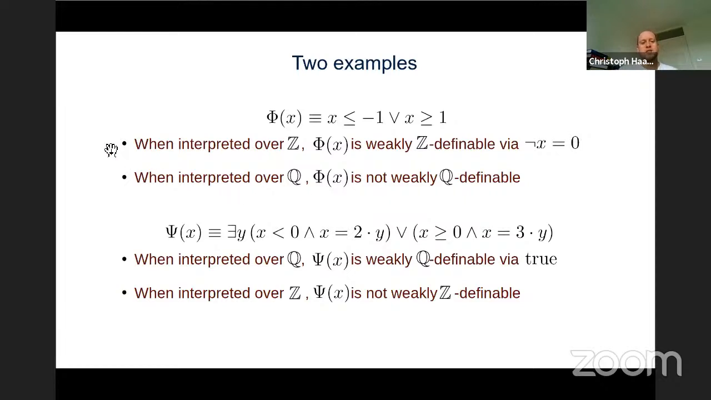This means that weak Z definability doesn't imply weak Q definability, and the converse also holds. If we look at this formula here, which is maybe a little more complicated, all it says is that all numbers below 0 are multiples of 2, and all numbers above 0 are multiples of 3.